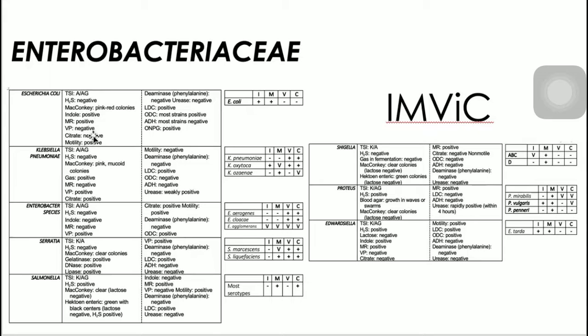Then we have here the IMVIC, no? The indole, methyl red, Voges-Proskauer. Again, methyl red and Voges-Proskauer are always opposite here, as well as the citrate utilization. Then the motility, okay? And then we have your lysine deamination, lysine decarboxylation. Then the ONPG test, which is to detect beta-galactosidase. So basically, rapid lactose fermenters and late lactose fermenters are ONPG positive.